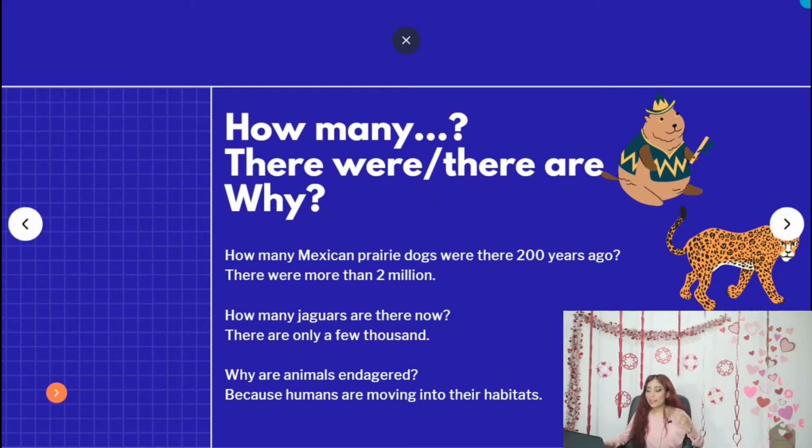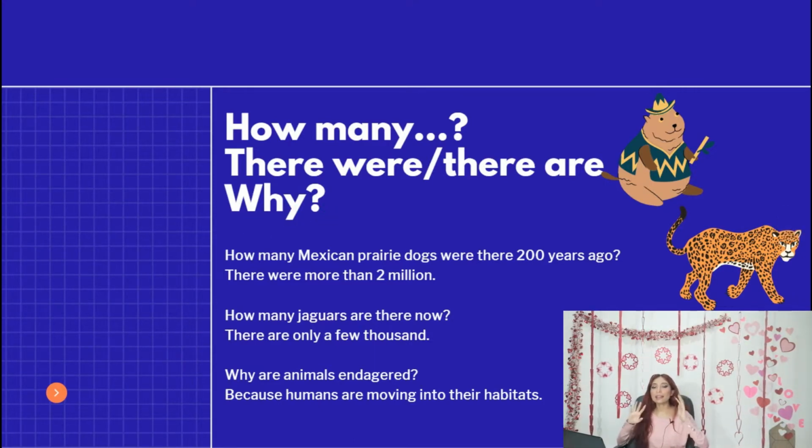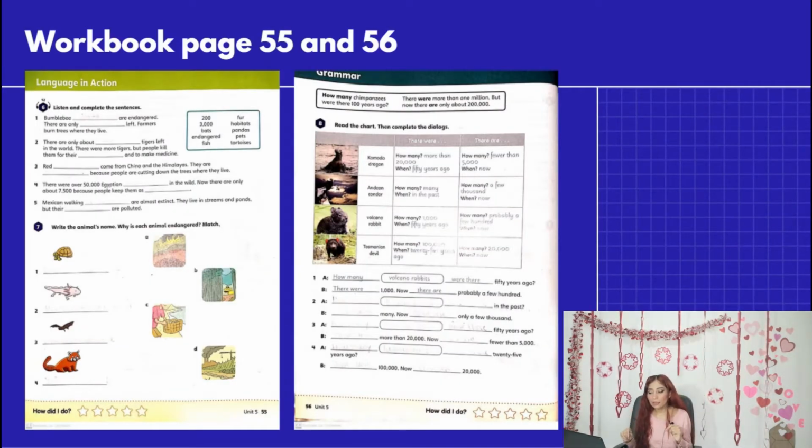Okay? And then we have some questions with "why", but today we're going to review this because I think it wasn't clear enough. But here you have the examples. Remember that you always need to pay attention to whether the questions are in past or in present, so you can know if you are going to answer "there is", "there are", or "there were". For example, we also did activities on pages 55 and 56. So we reviewed about this. It was the topic that we reviewed.